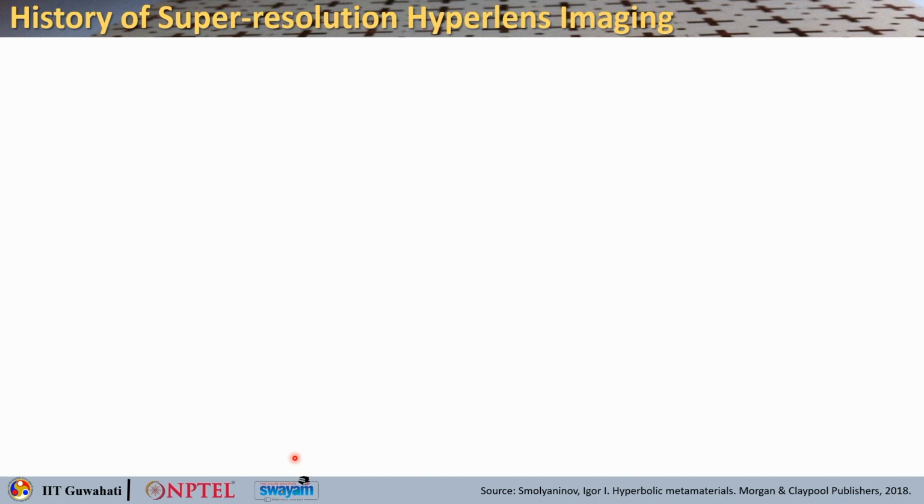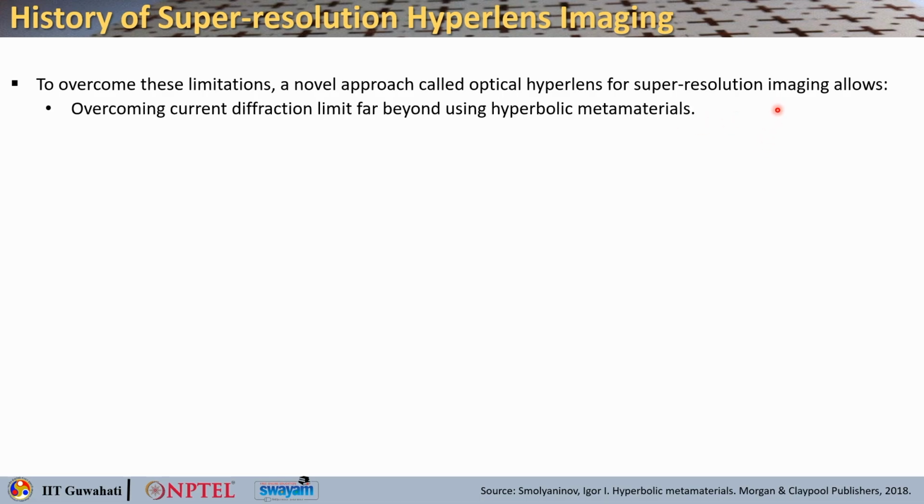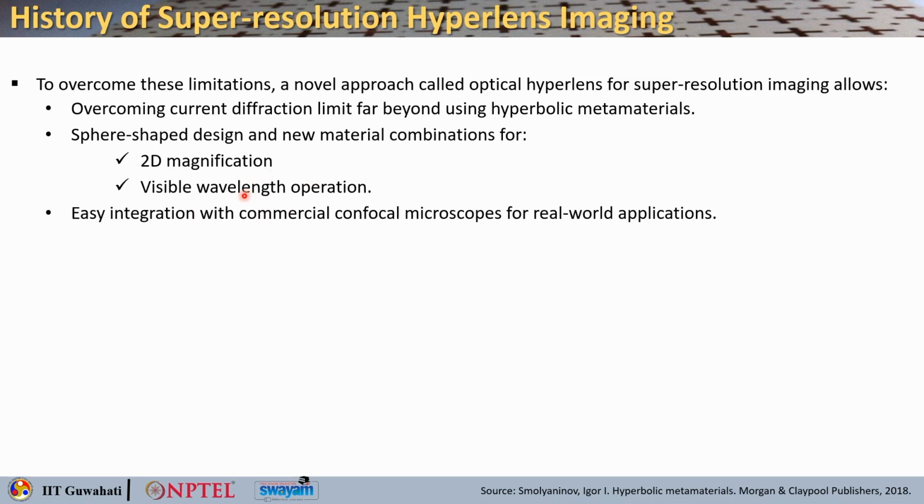and typically no 2D magnification in the visible spectrum is realized. Now, to overcome these limitations, a novel approach called optical hyperlens has been used for super resolution imaging that would allow to overcome the current diffraction limit far beyond using hyperbolic metamaterials. You will see sphere shaped designs and new material combinations can be used for 2D magnification and also for operation in the visible range, and they can be easily integrated with commercial confocal microscopes for real world applications.